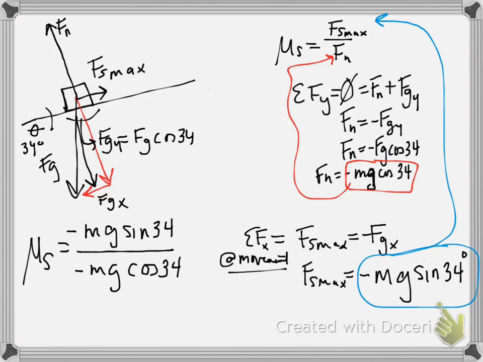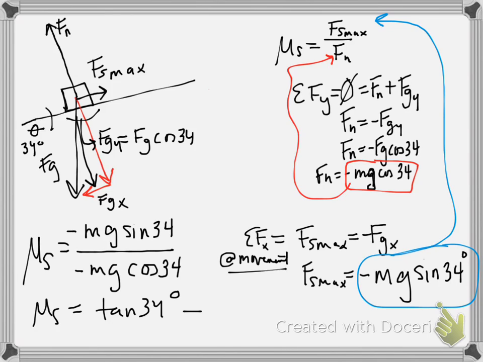Let me ask you a question. Could you solve this problem if you didn't know how much the refrigerator weighed? Yeah. Because what happens to your mass gravity here? Cancels out. Disappears. So in this case, mu s ends up being equal to the tangent of 34.